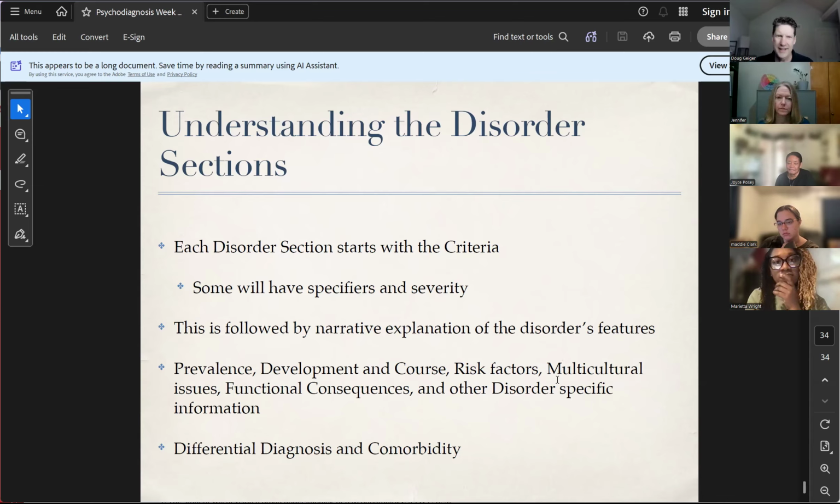Okay, so understanding the disorder sections. Each disorder section starts with the criteria for being able to diagnose. Then there are some diagnoses that have specifiers and severity, and we'll get into some of those. This is followed by a narrative explanation of the disorder's features. So let's look at one.